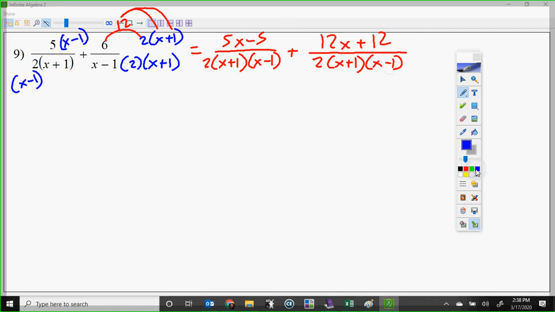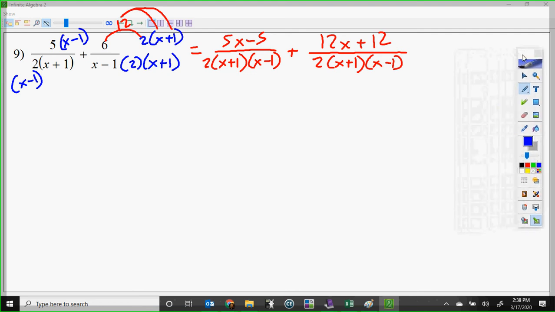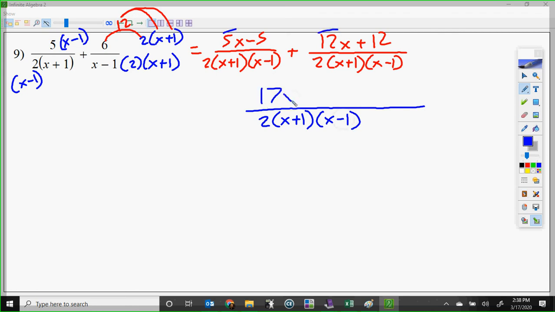Alright, well, how do I simplify from here? Well, we have a common denominator, so I can combine into one fraction. So my denominator is 2x plus 1, x minus 1. Combine the tops, 5 and 12 make 17x. Negative 5 plus 12 is plus 7. Can I factor anything out of the top? Well, no. 17 and 7 are both prime numbers, so I can't factor anything out of the top. So I'm just going to leave it just like that. That was number 9.